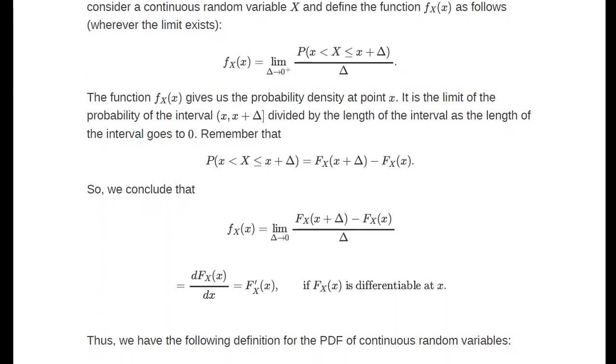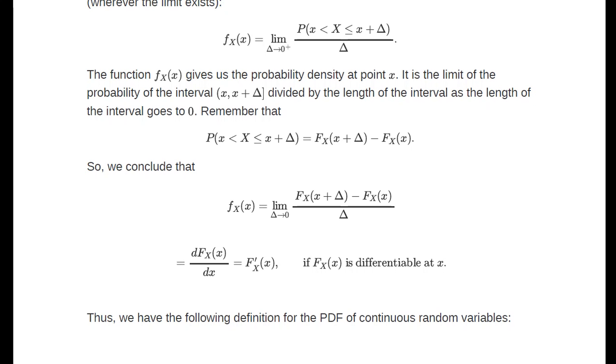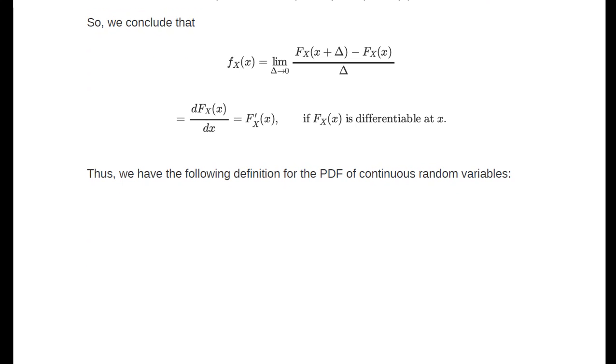So we conclude that f_X(x) is equal to the limit as Δ goes to 0 of [F_X(x+Δ) minus F_X(x)] over Δ, and it is equal to F'_X(x) if F_X is differentiable at x. Thus we have the following definition for the PDF of continuous random variables.